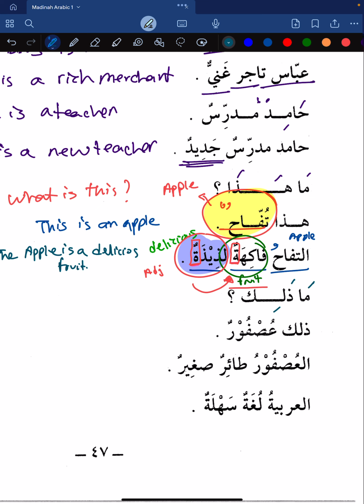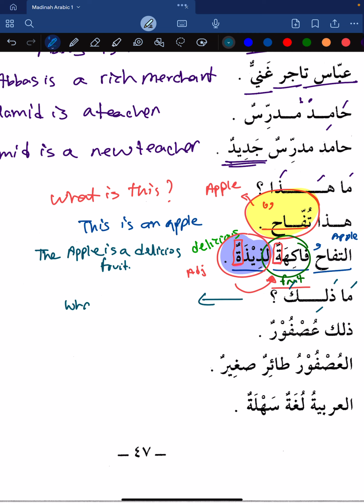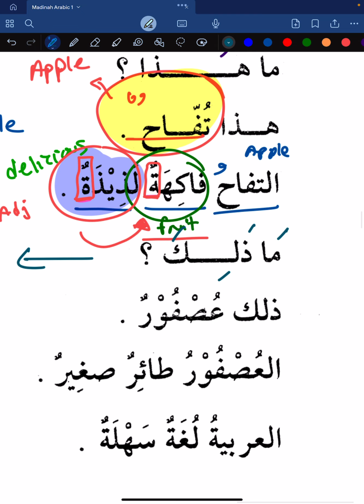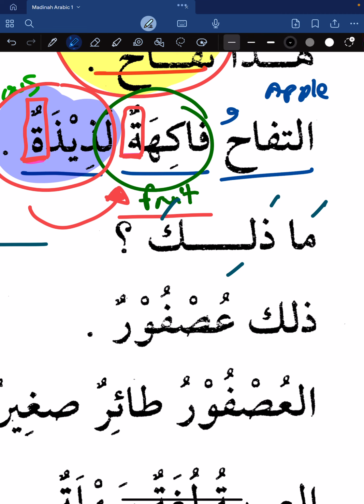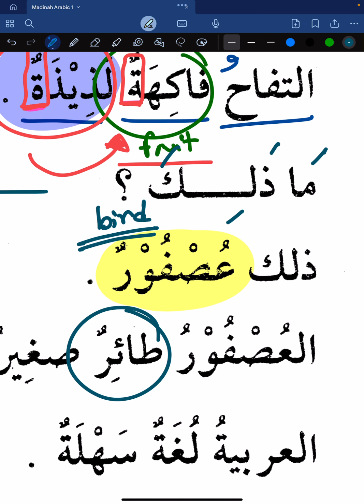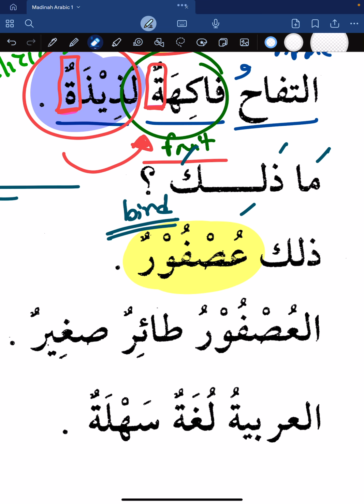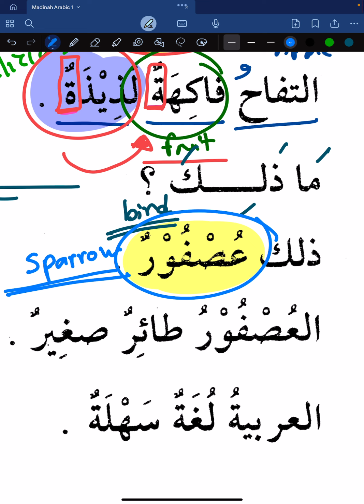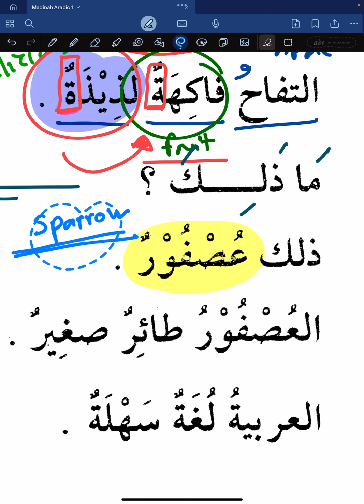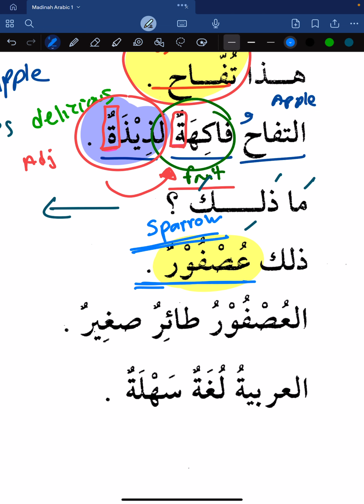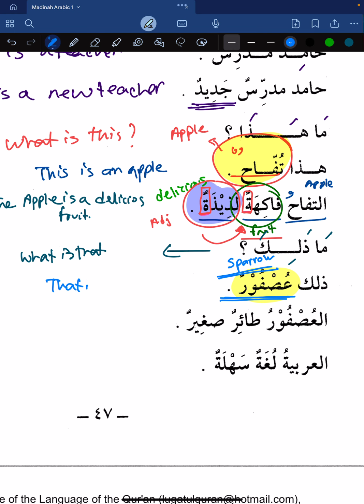Okay. What is that? What does dhalika mean? Dhalika means that. So, what is that? That is a usfur. A lot of new words, I'm telling you guys. Usfur means bird, I think. Yeah, it's a bird. There's another word, ta'ir. I think usfur is more like a sparrow. Yes, it is a sparrow. It's a small bird. You guys can fix me if I'm wrong, but usfur is definitely a sparrow. So, that is a sparrow.